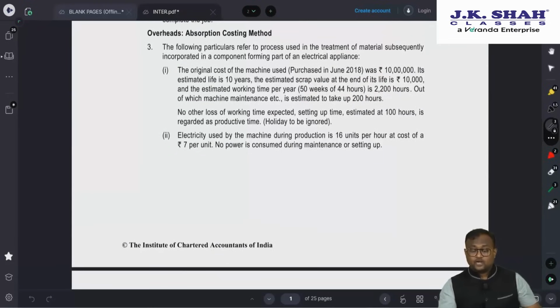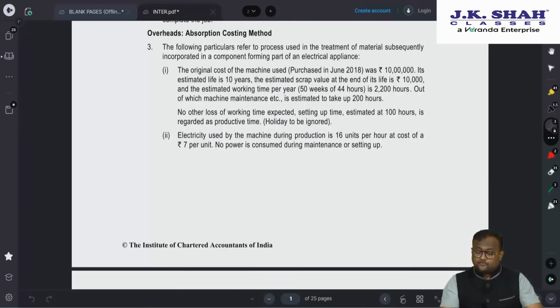Overhead absorption. The most awaited chapter. In this question, they have asked us to go for machine hour rate. Machine hour rate is the cost of using one machine for 1 hour. So accumulate all total expenses related to the machine divided by total number of machine hours to get the calculation done. Let's read it.